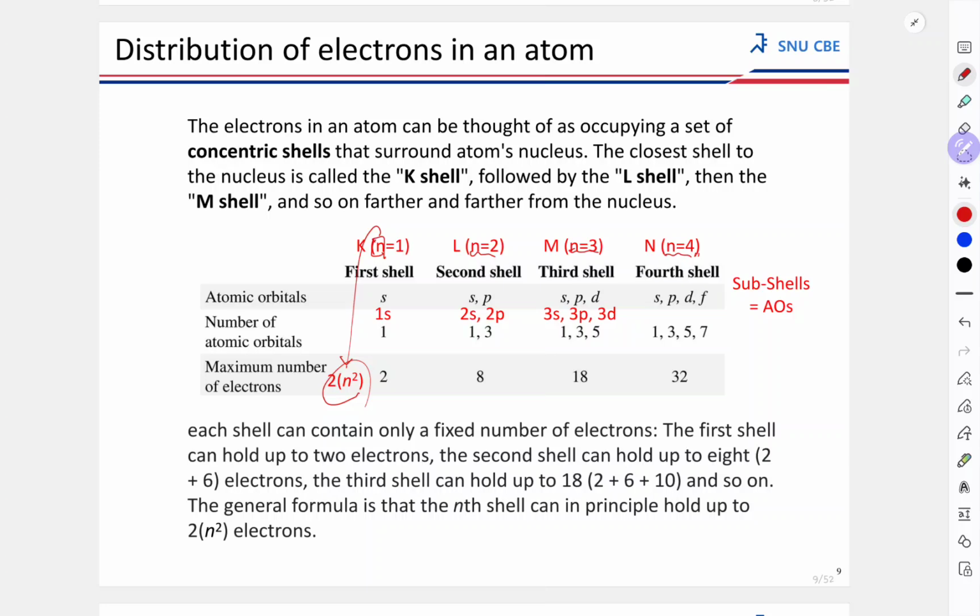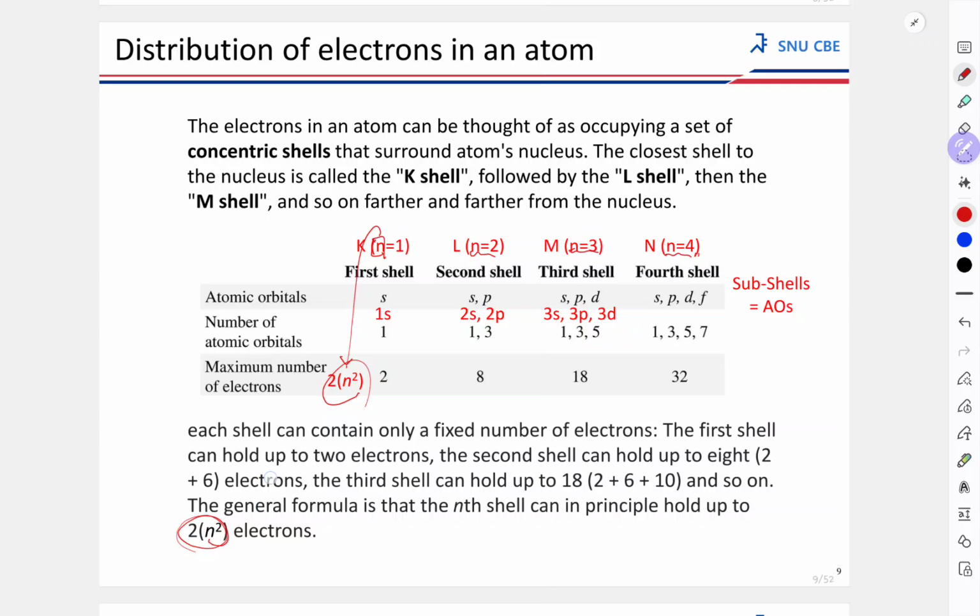And here's a summary. A shell can contain only a fixed number of electrons. The first shell can hold up to 2 electrons, as we discussed. The second shell can hold up to 8. The third shell can hold up to 18, and so forth. And again, 2n² is the general formula for the maximum number of electrons.